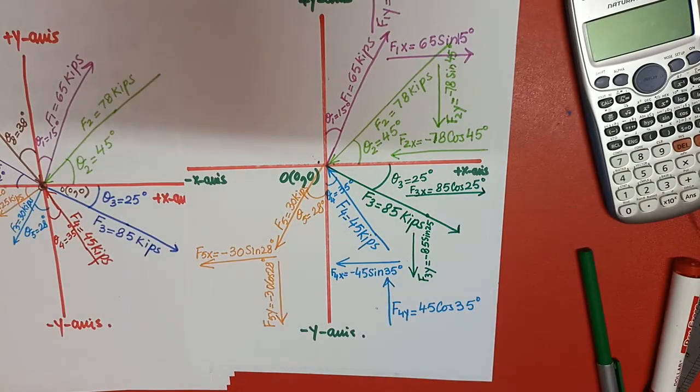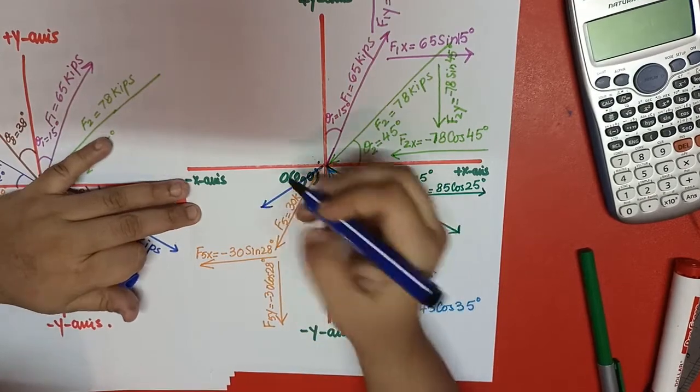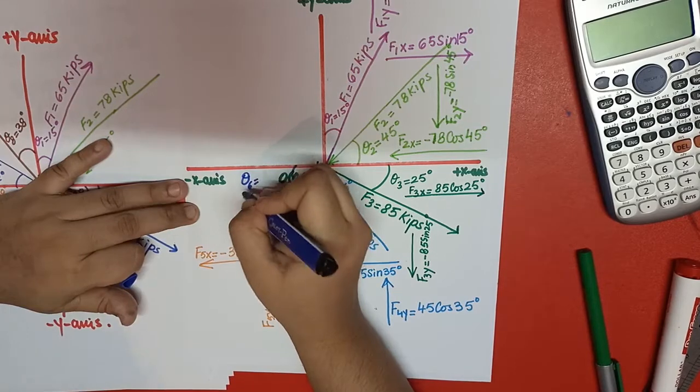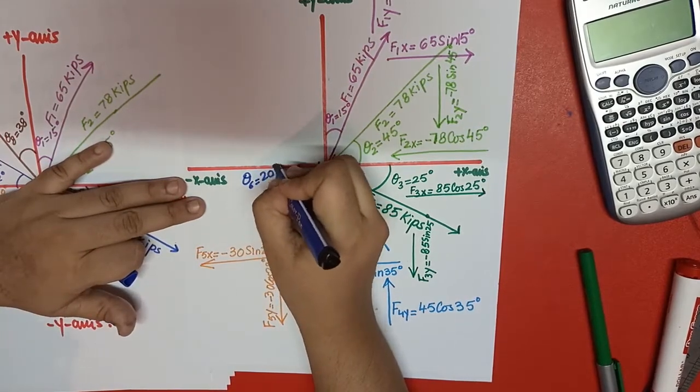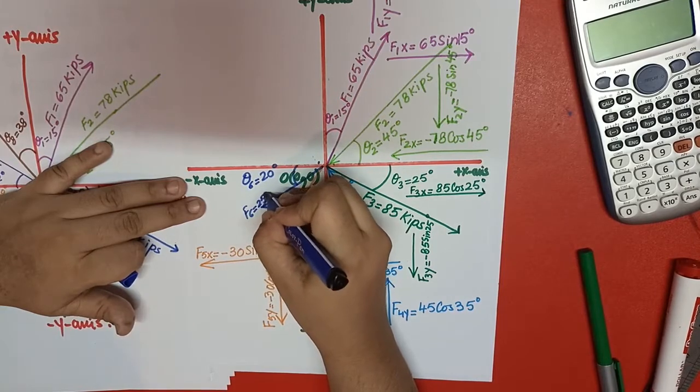So we are moving towards another force and I am using a dark blue marker for that, and the magnitude of this force is smaller as compared to the other forces. This is theta 6, it is 20 degrees, and F6 is equal to 25 kips.